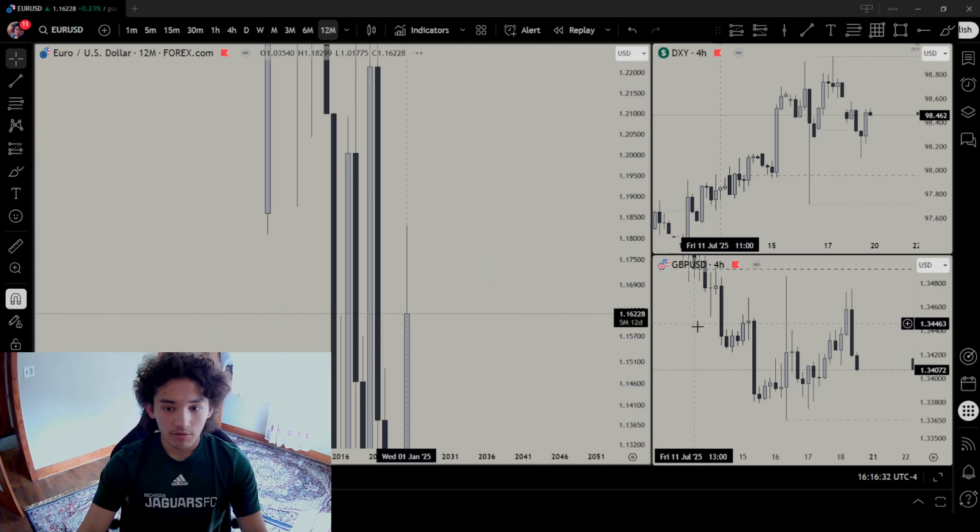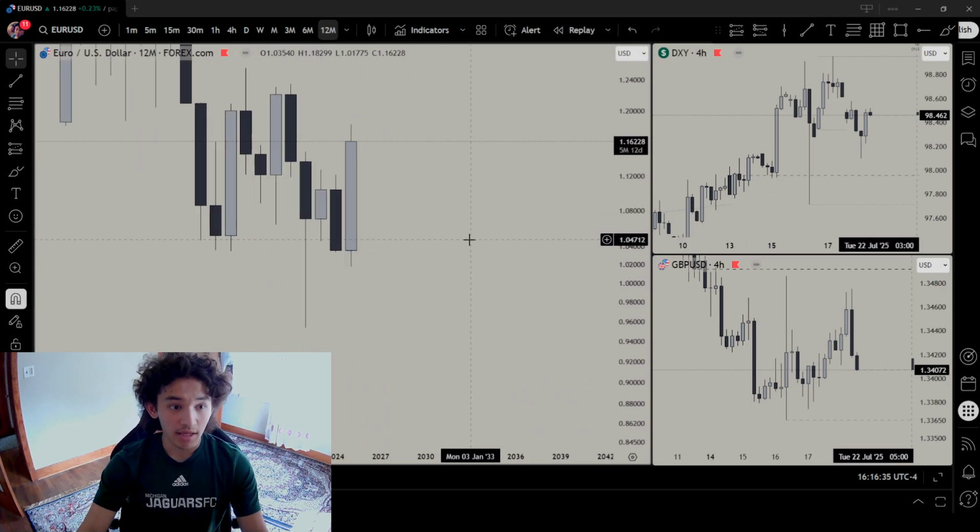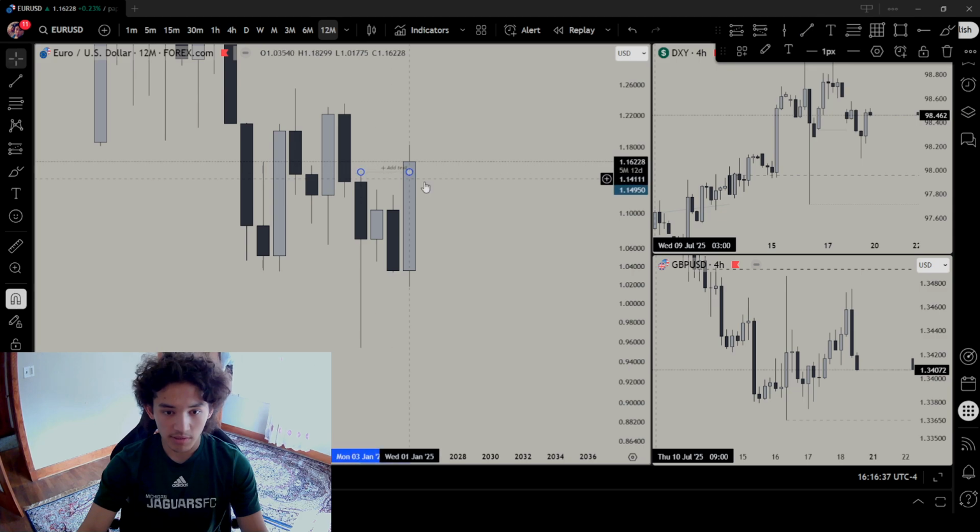Now go to the quality asset, which is DXY. I mean EU. What do we have here? Don't see the downside.